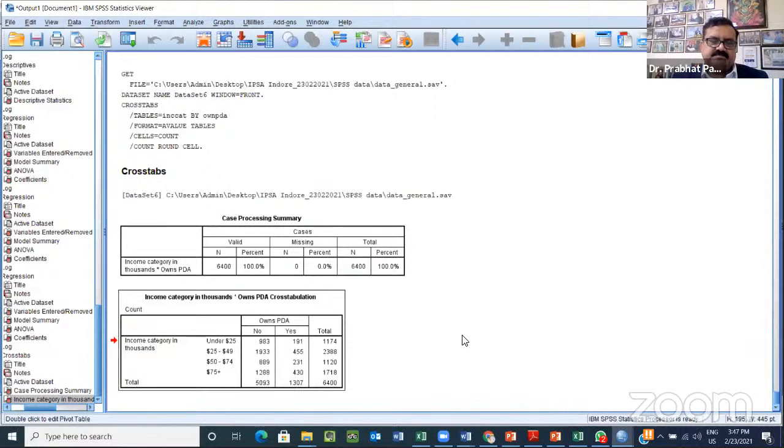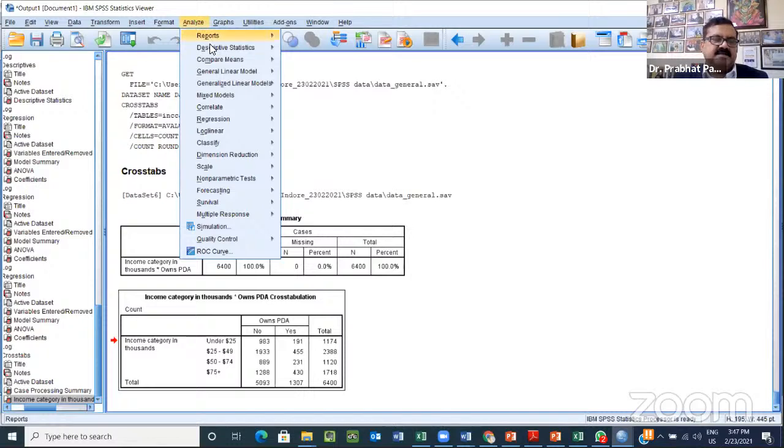So can you explain the procedure again? Because I haven't got the same table. The second one I haven't got. I think I've missed out on some steps. Okay, analyze, descriptive statistics, then go to crosstab.